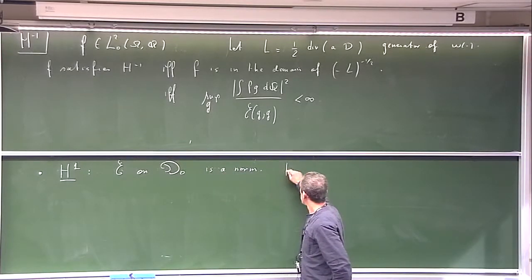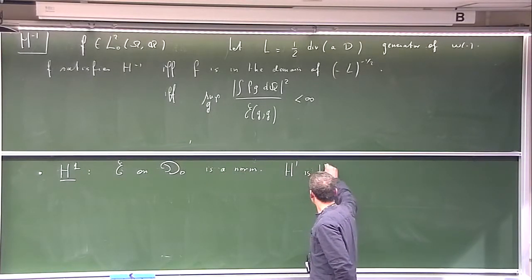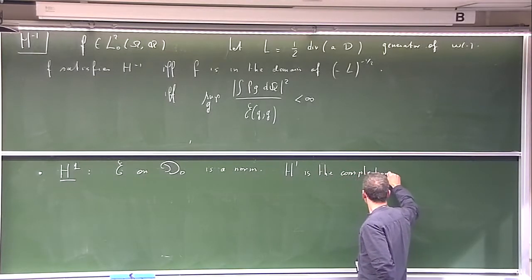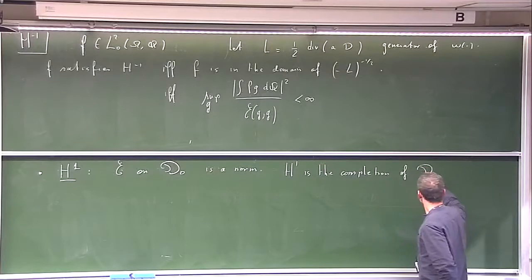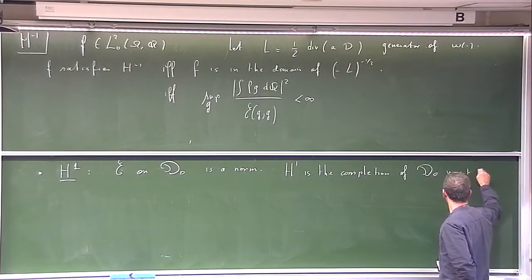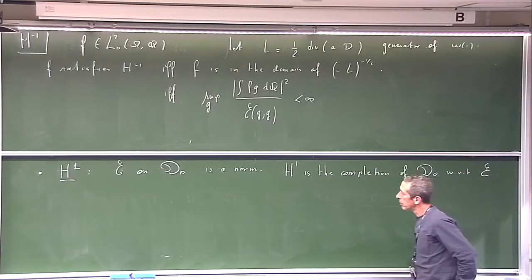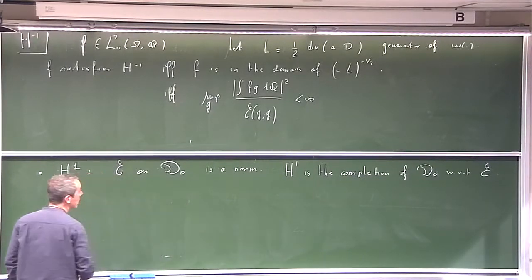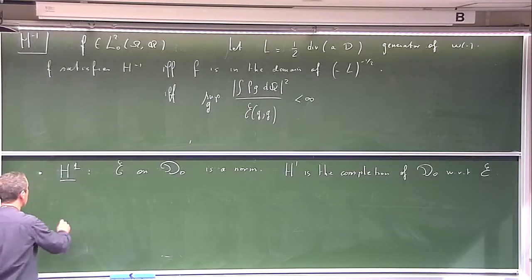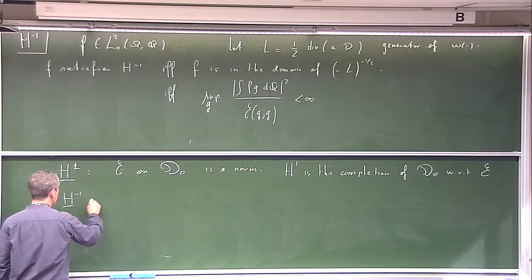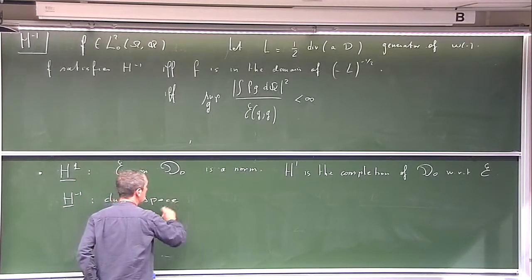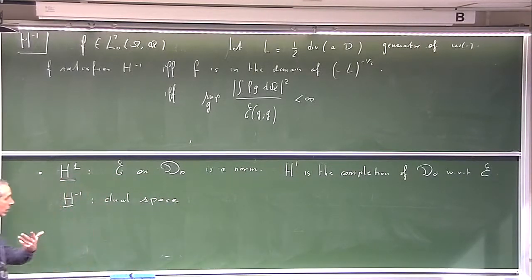Then H1 is the completion of D0 with respect to the norm induced by the Dirichlet form. And H minus 1 is a dual space, where the product is just the L2 product.